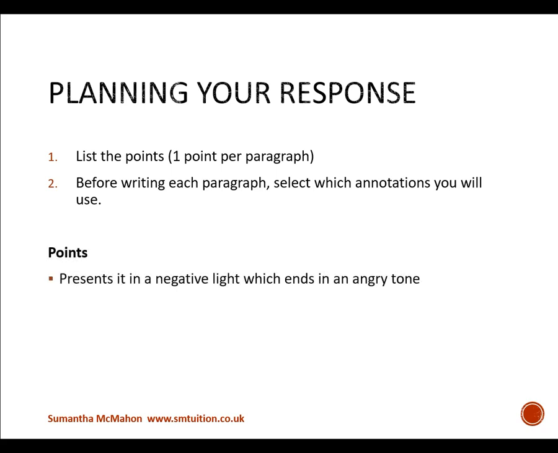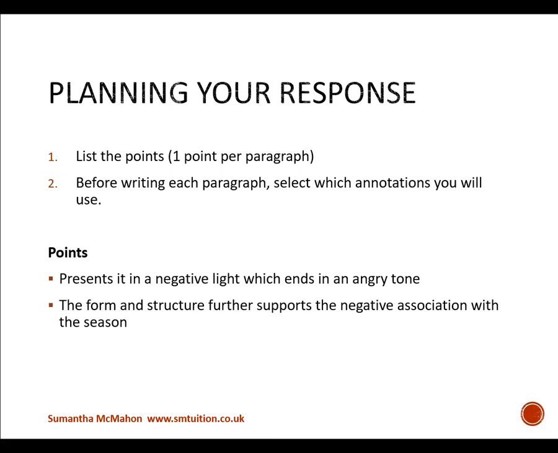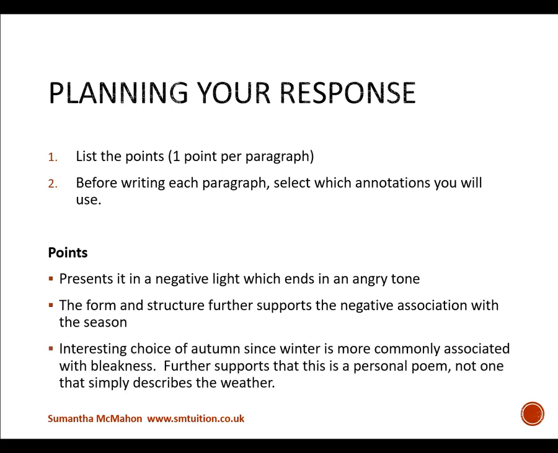So here are some example points that we could make. We can see that the season is presented negatively and that the poem ends in an angry tone with the word rage. When looking at the form and structure, we can see that these also support this negative association that the speaker has with autumn. And finally, in writing a personal response, we could observe that autumn is an interesting choice for a negative-toned poem, since winter is more associated with images of bleakness and despair. This suggests that the poem is personal to the speaker and is more about his or her feelings rather than a poem that's simply about the season or the weather.